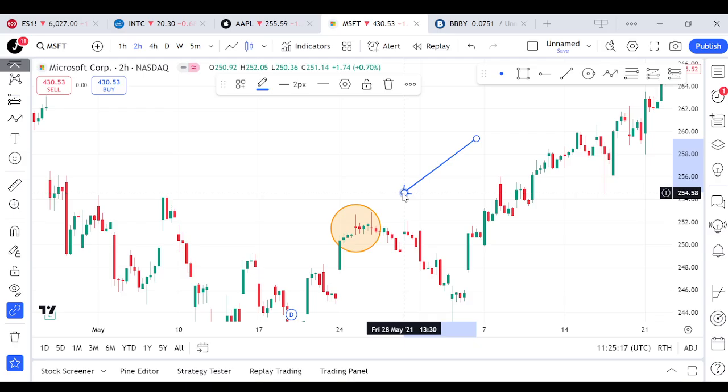So how can you use these candlestick patterns to trade? Let's break it down into actionable steps for both bullish and bearish setups.